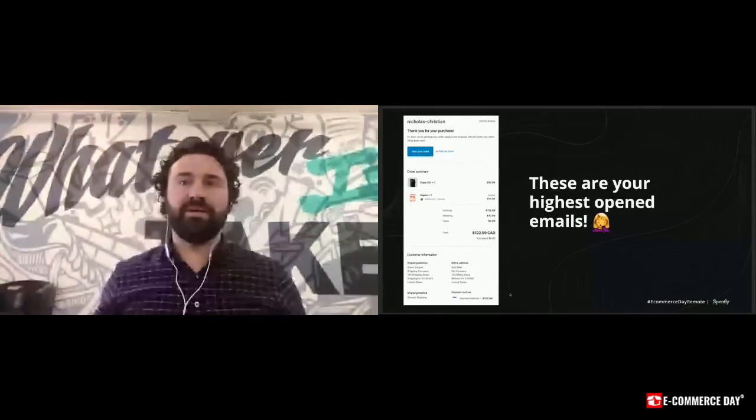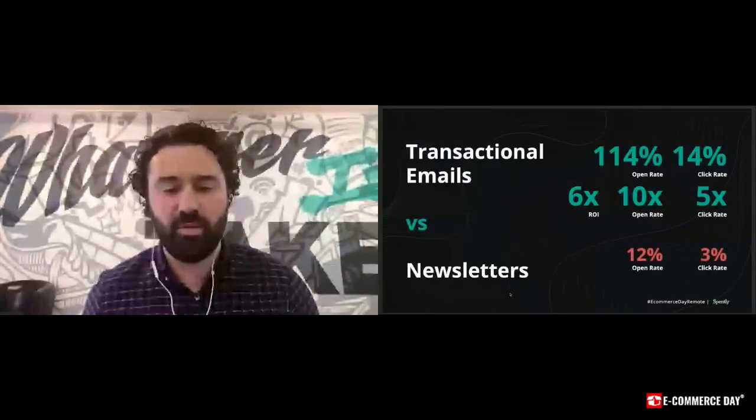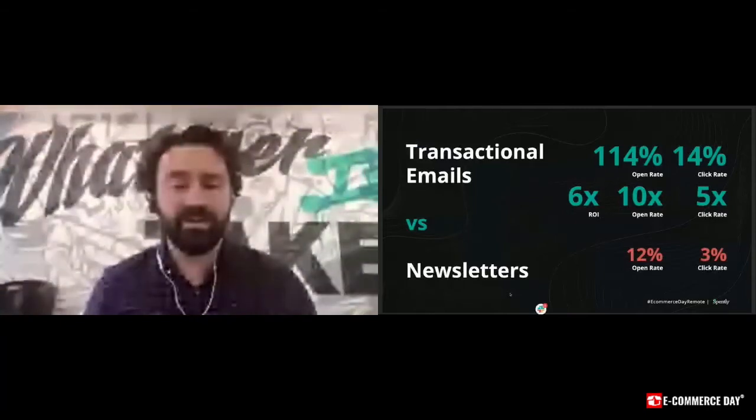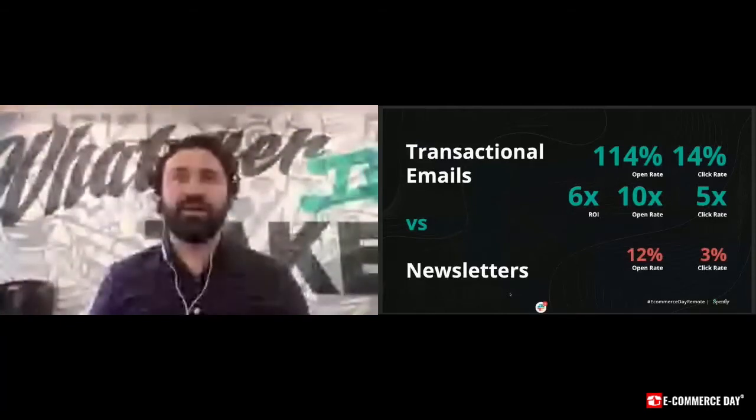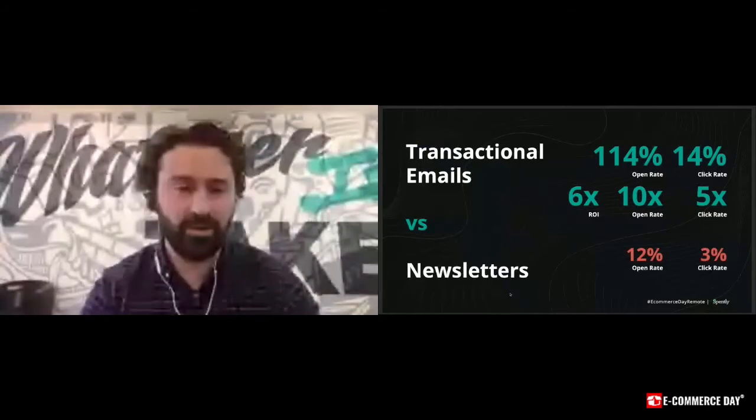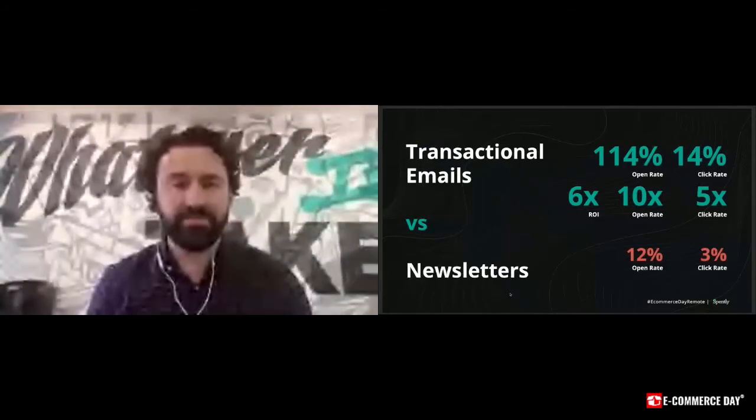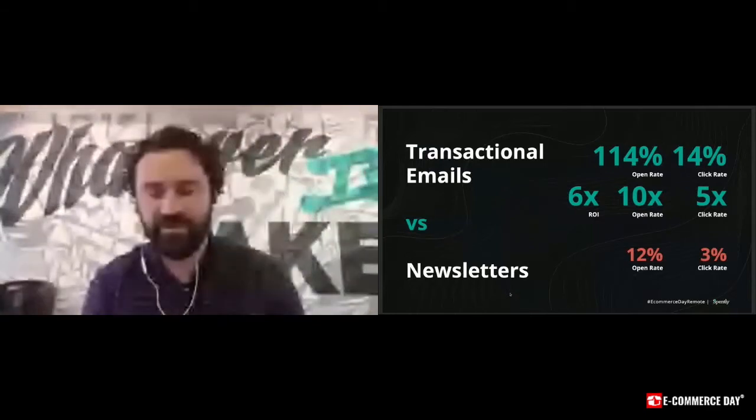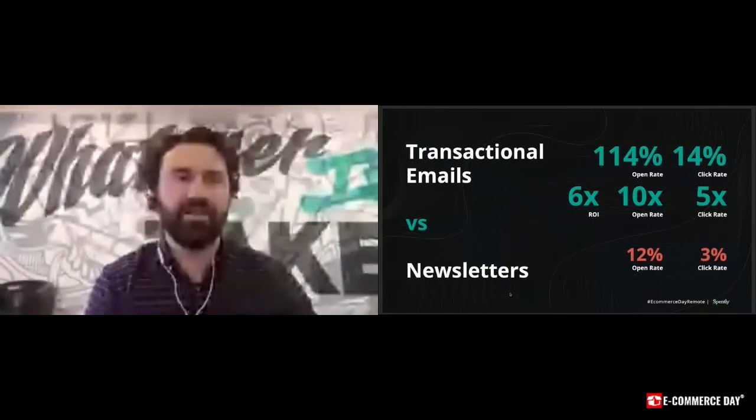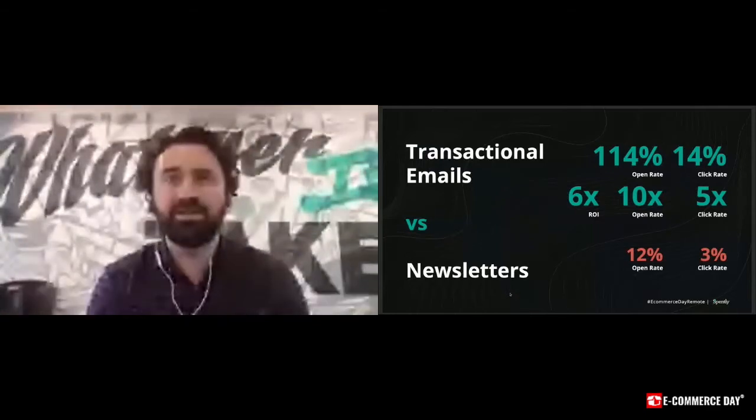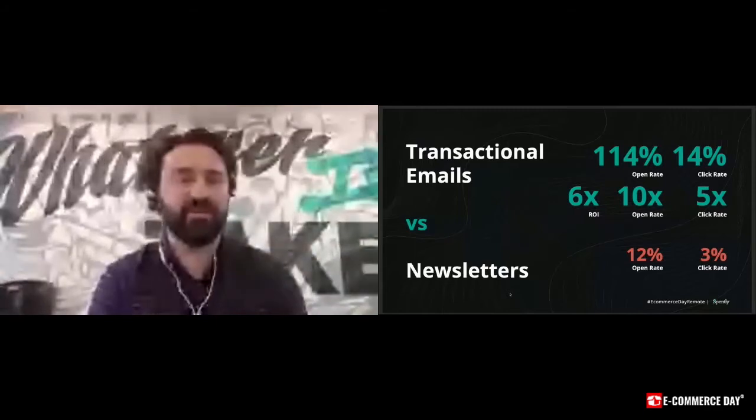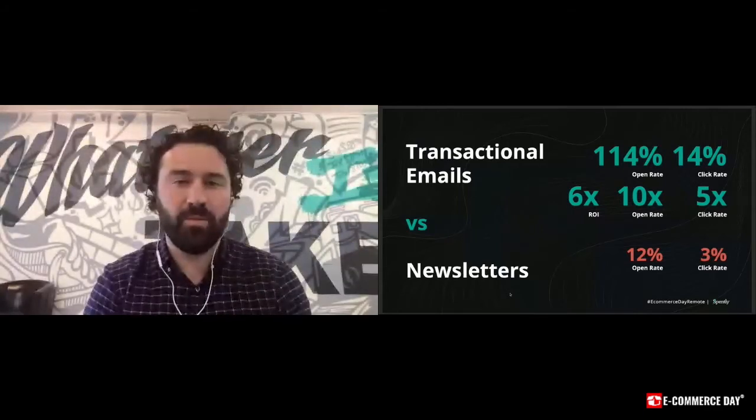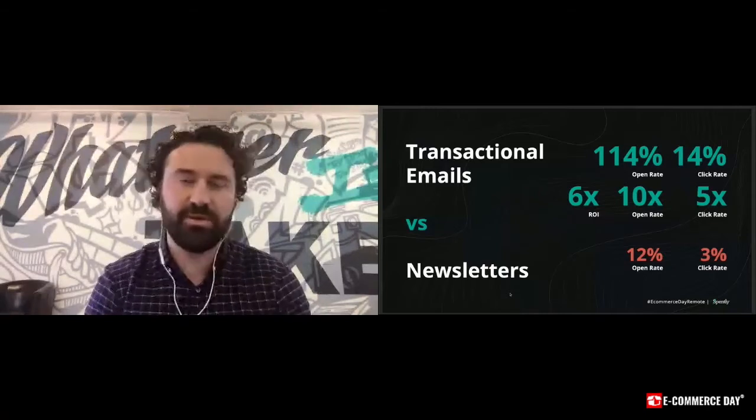So transactional emails are opened 10 times more than bulk emails, and the click rate is 5 times higher. It's not uncommon for transactional emails to see total open rates over 100%. That's because, by and large, people are opening these emails more than once. They're opening it first on their mobile device, then going back and seeing it in their inbox, or saving it and opening it a couple weeks later because they want to see, has the order been shipped? Where's the tracking link, for example, in a shipping confirmation?